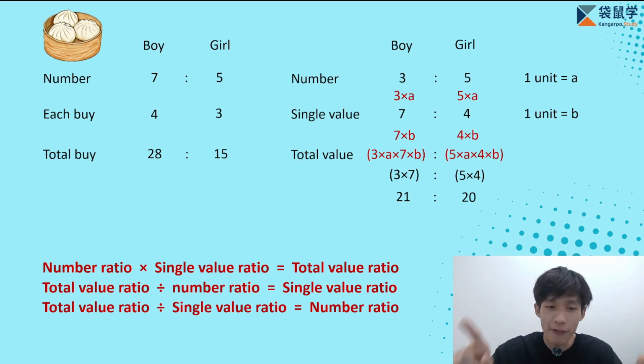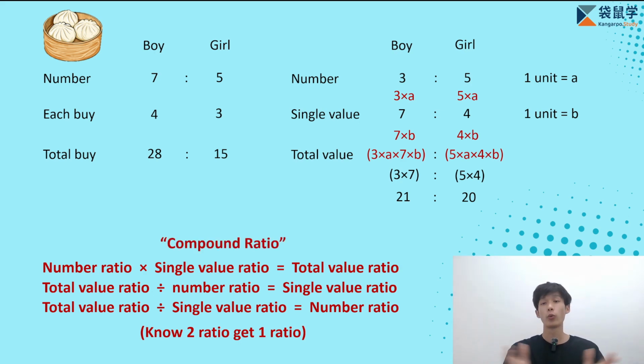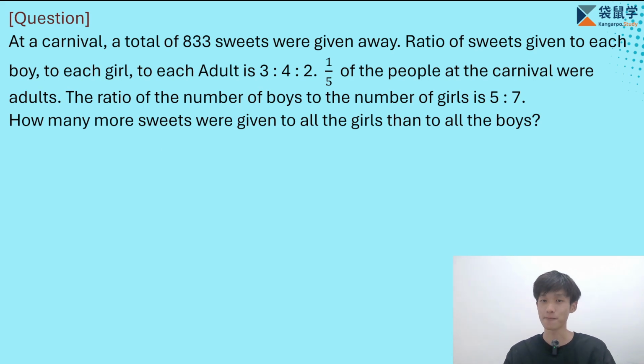What we can get from these three equations is that if we know any two types of ratios, we can get the third one. And that is combined and called the 'know two ratios, get one ratio' rule, and it's called the compound ratio. Now, we understand what the compound ratio means and how to find it. Let's try to understand and do this question.